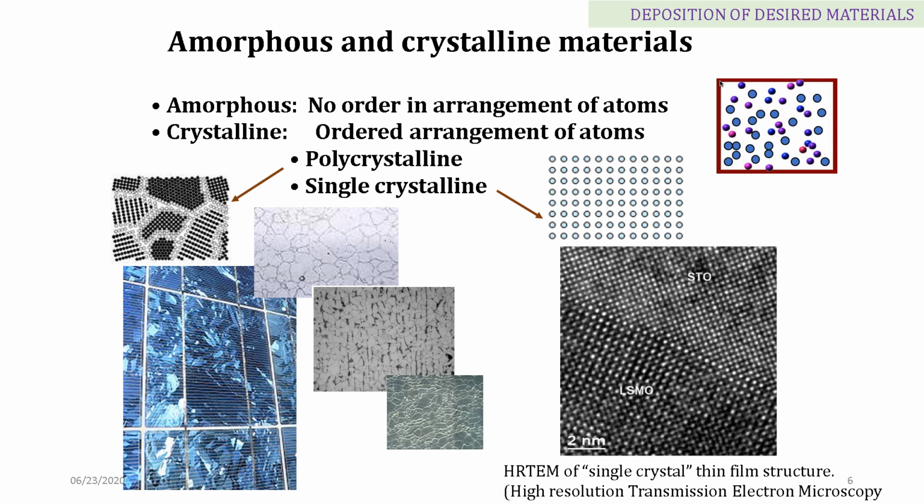So we need to actually deposit desired materials, and we need to also deposit them to desired thicknesses, and we also need to deposit them with a particular orientation. By orientation, say if you understand a cube, as an example, we have to deposit materials in only one particular axis, and apparently that's going to give us a lot of enhanced properties.